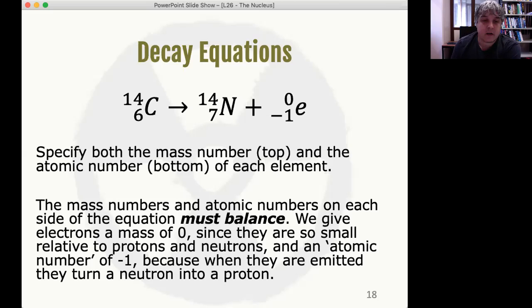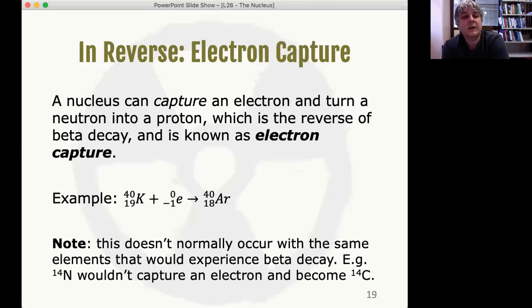So that's a decay equation. They are pretty straightforward. There are a bunch of them on the worksheet, I believe, for you to have a practice of. In reverse, it can occur, that is where a nucleus captures an electron and turns a neutron into a proton. It's known as electron capture. We don't normally discuss this much in the course. I just wanted to mention it for those of you that were interested. It can occur back that way. So a nucleus can catch an electron.